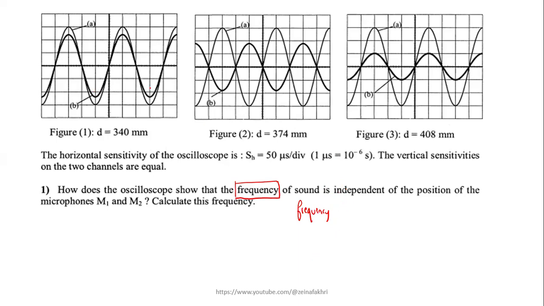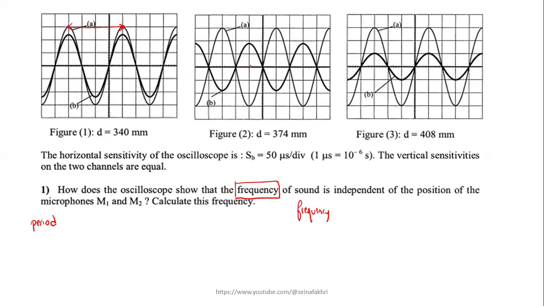Now, how do we verify that the period is the same before we calculate it? We know that the period is the time needed for one cycle. So if I look at the first figure, for example, this is one complete cycle here. I notice that I have 1, 2, 3, 4 squares. So I have 4 divisions for the period.